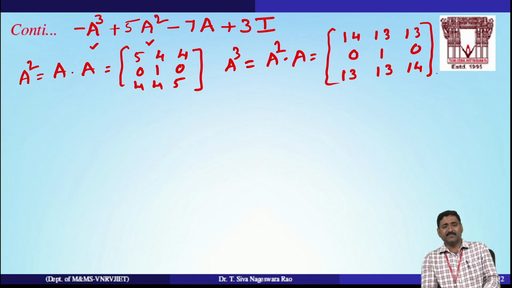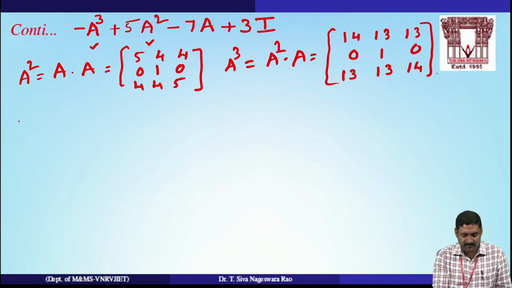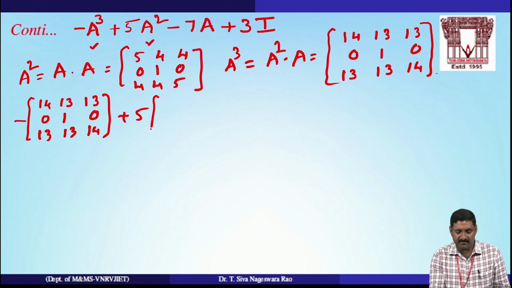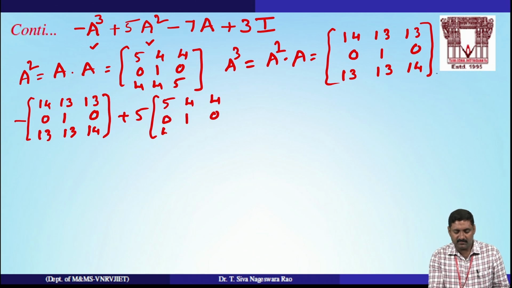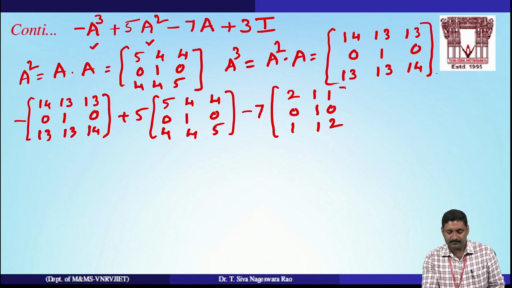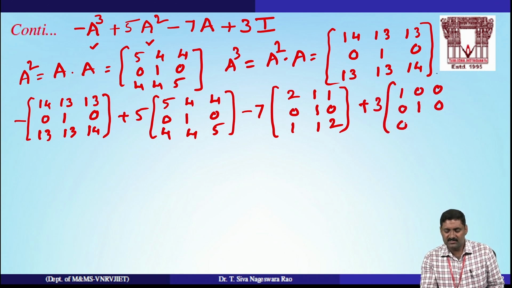Now I will substitute these into the matrix polynomial, that is minus the A cube value: 14 13 13, 0 1 0, 13 13 14, plus 5 multiplied by 5 4 4, 0 1 0, 4 4 5, minus 7 into the given matrix 2 1 1, 0 1 0, 1 1 2, plus 3 multiplied by 1 0 0, 0 1 0, 0 0 1.